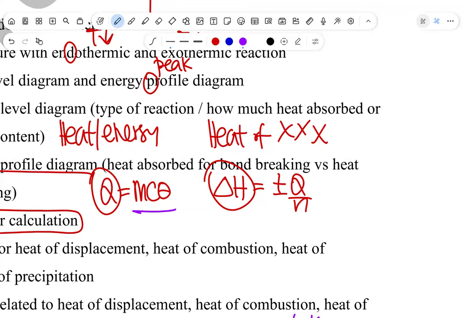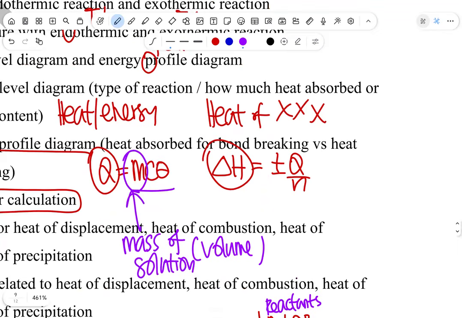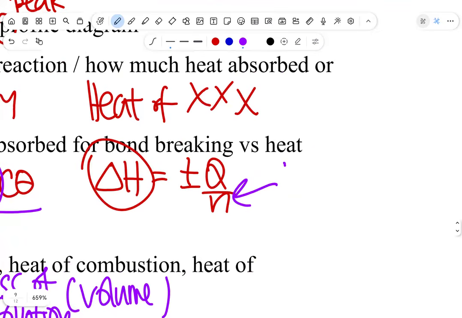In chemistry, the mass only refers to the mass of the solution. In physics, we consider the mass for both solution and solid, isn't it? But in chemistry, we only consider the mass of the solution. The mass of the solution is the same as the volume of the solution. The capital n here stands for mole. So do remember, when you calculate different heats, the mole is different.